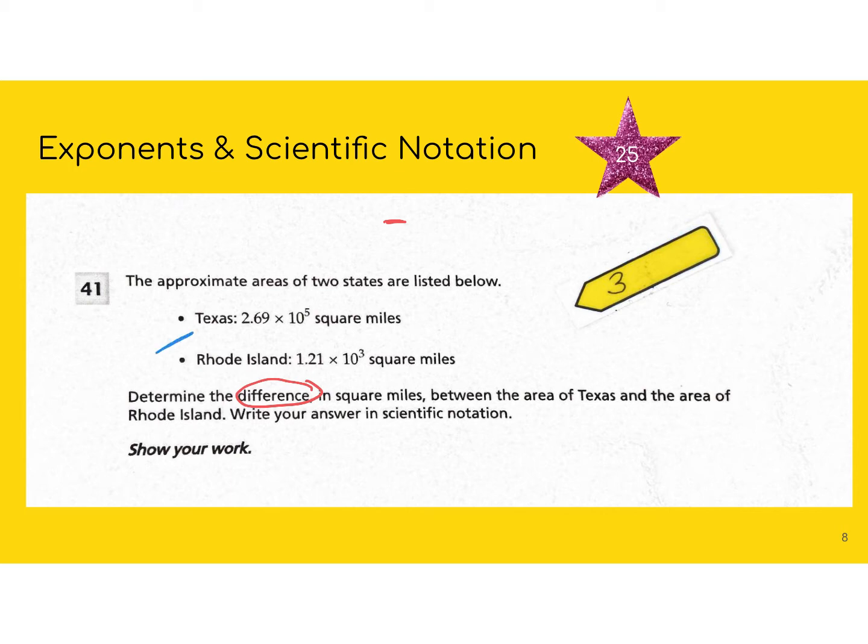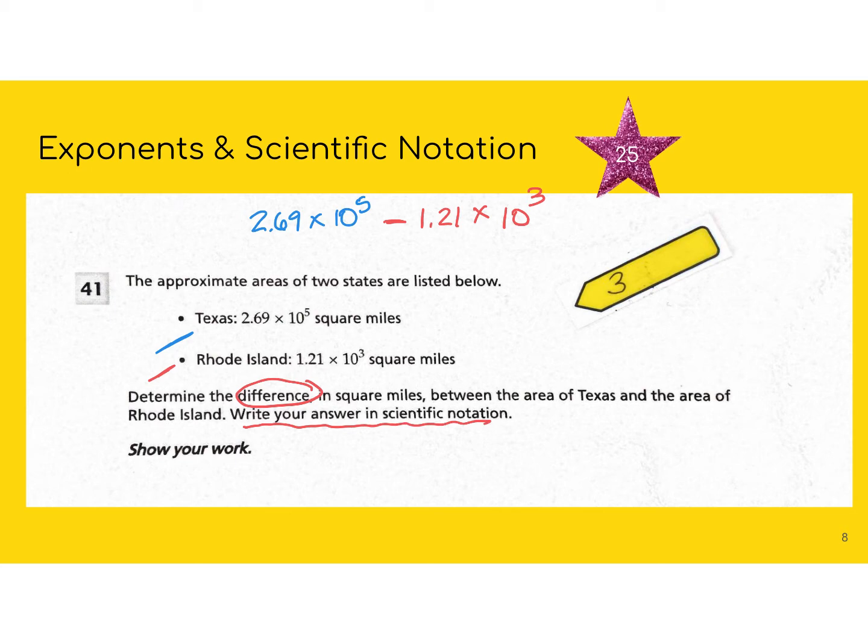So you've got 2.69 times 10 to the fifth. And then your Rhode Island, we'll do that in red, is our smaller state, tiny. So we have 1.21 times 10 to the third. Now, most students have settled upon changing each of these out of scientific notation. Just keep in mind it does say put your answer in scientific notation. That's okay, you can do that at the end.